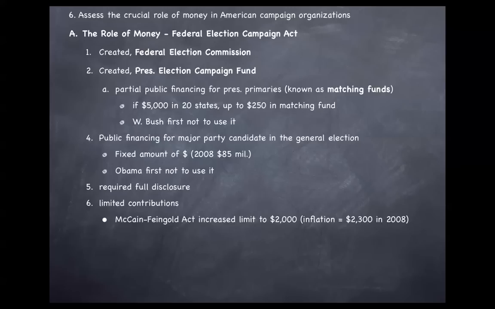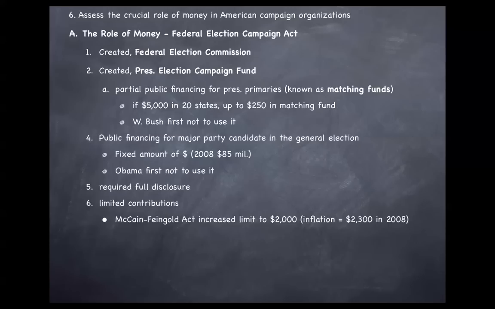Obama, back in 2008, refused and didn't need to do that. He was able to raise more than enough money, more than $85 million, that he didn't need to take that money to help fund his campaign.